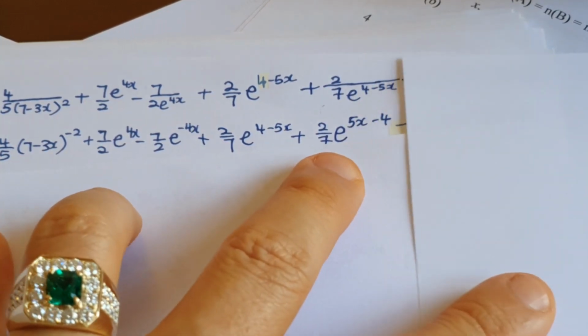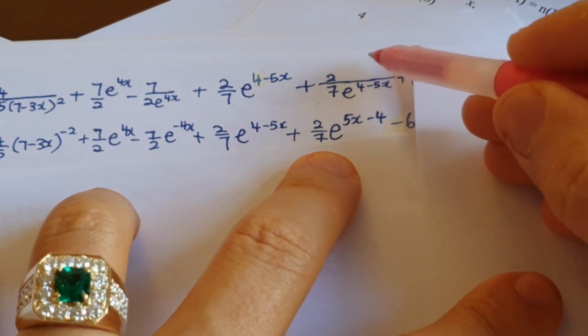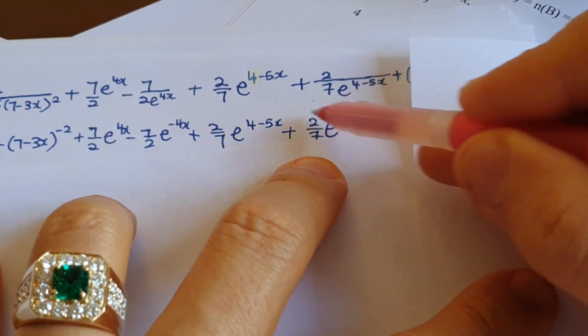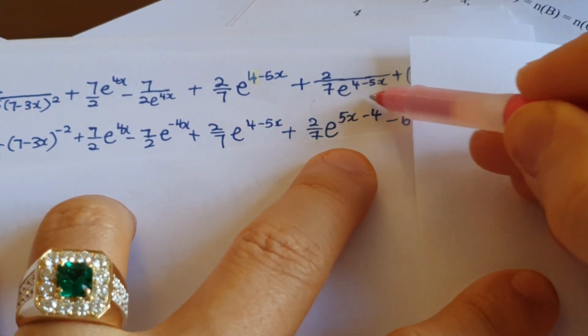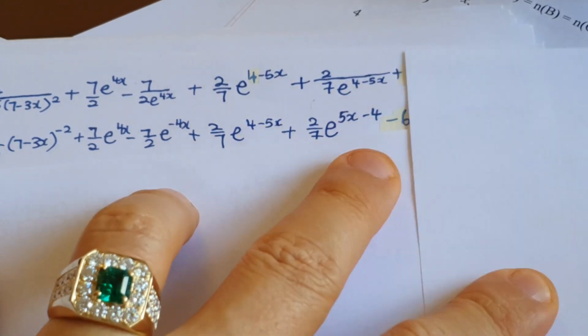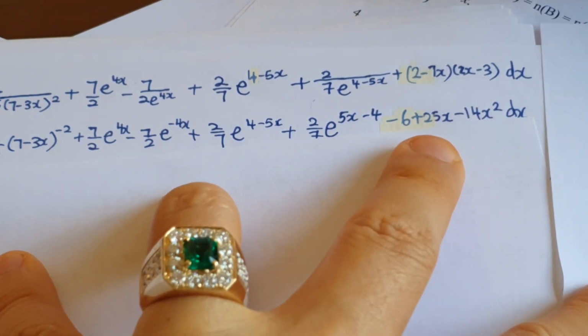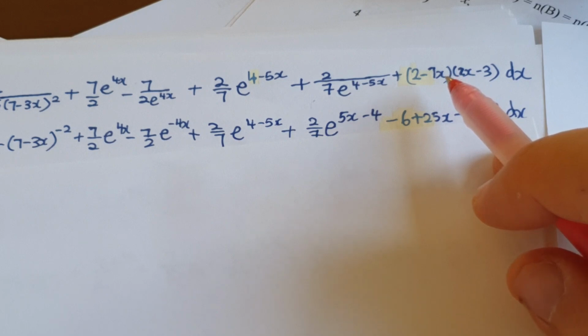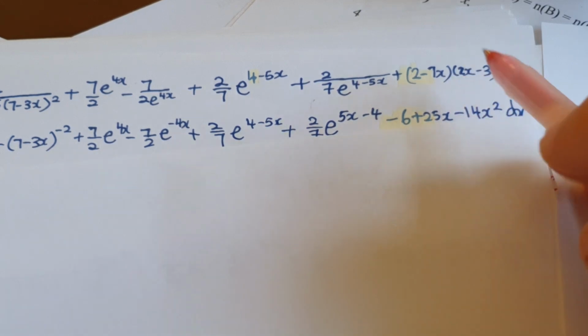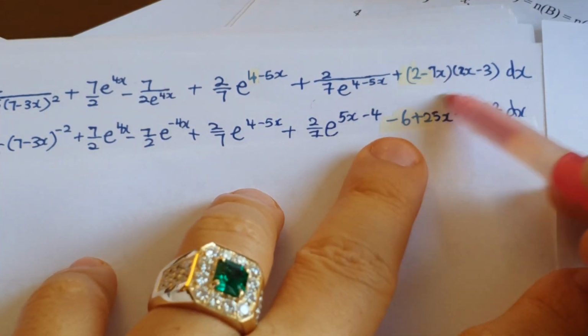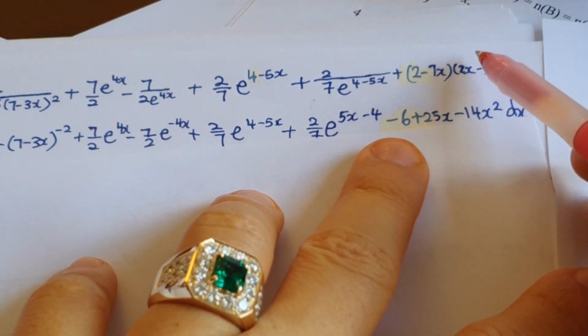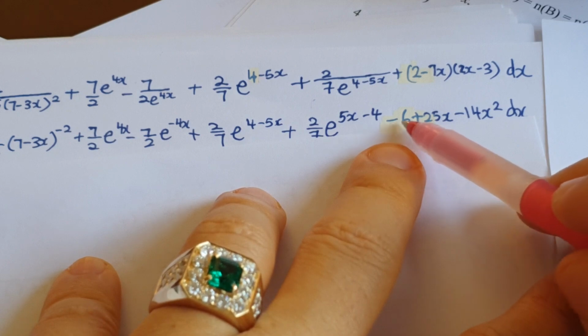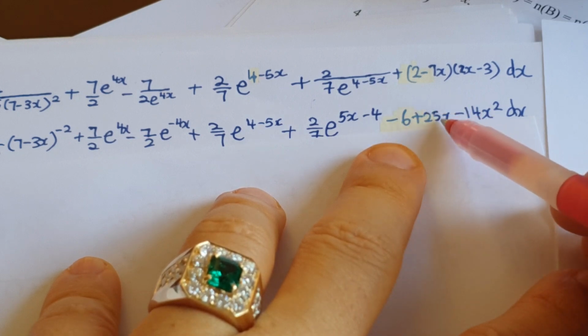Okay, this one, same thing. I need to bring it up into the form a constant, e to the power of another function, 5x minus 4. Okay, this one, there is no such thing, because this is integration, there's no such thing as quotient rule or product rule for integration. So you need to simplify this expression first into the form ax to the power of n.